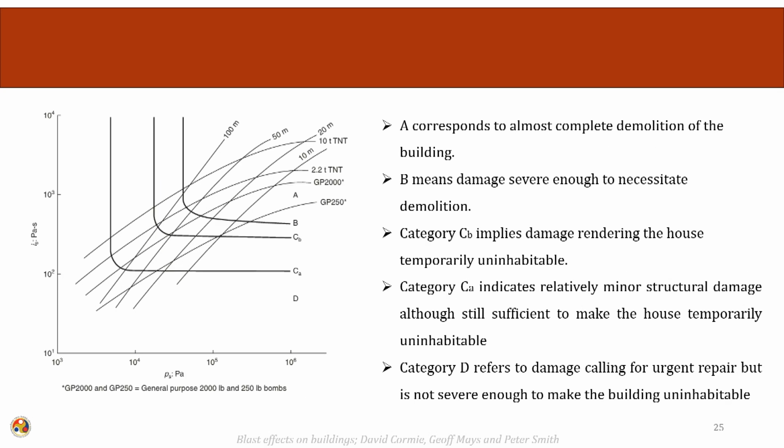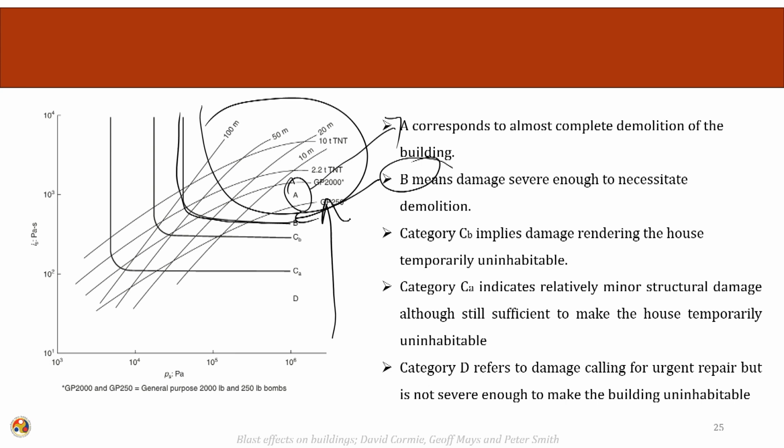Region A corresponds to the complete demolition of the building. Obviously, it is lying above this graph. B is represented by a curve, and here B means the damage level is severe. Once we move from here to here, the damage intensity increases. Category CB implies damage rendering the house temporarily uninhabitable. So, these are the different damage categories defined. CA indicates minor damage and D refers to damage which is significantly low, but it again requires some repair.